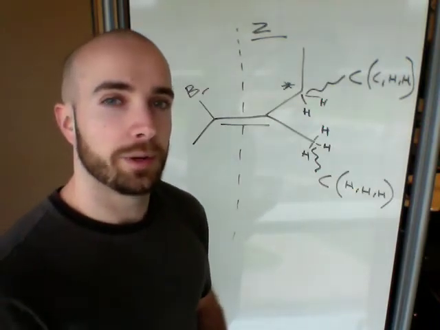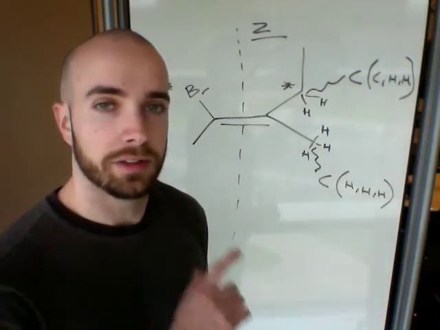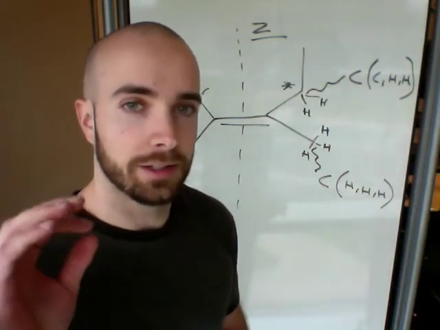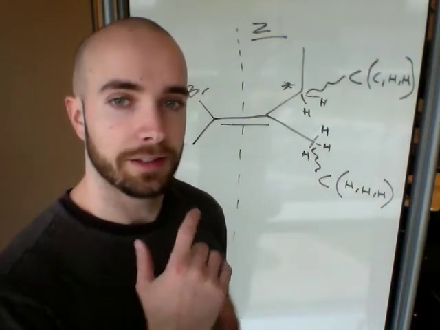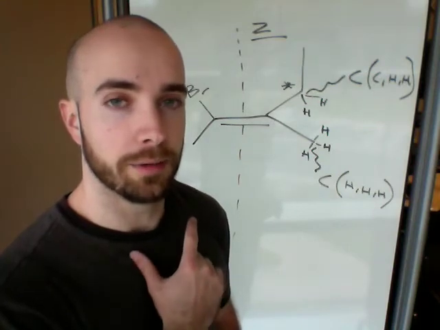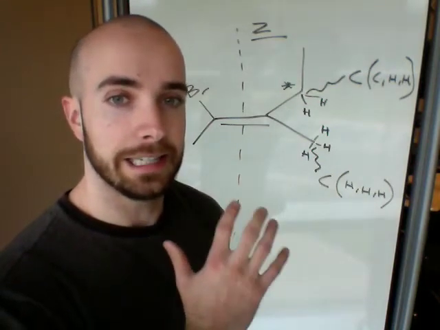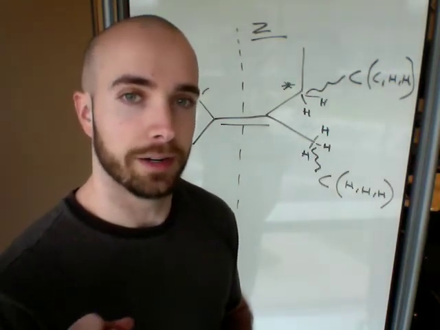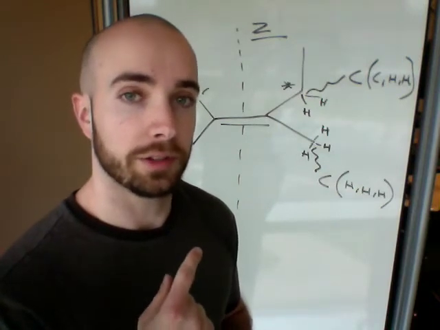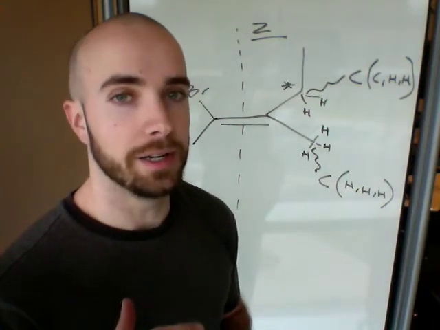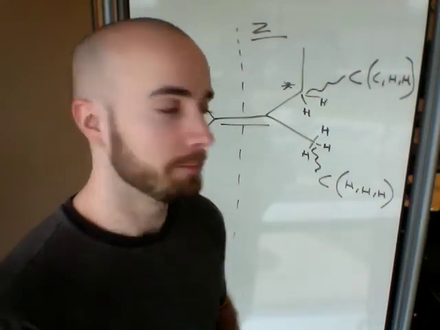We're going to now talk about what cis and trans means with this same example. And I want to note a key distinction. The example that I drew on the board is a perfect example of when Z and E does not equal cis and trans. When we go ahead and do the cis and trans version of this, it is not going to be on the same side. And I'll show you why.